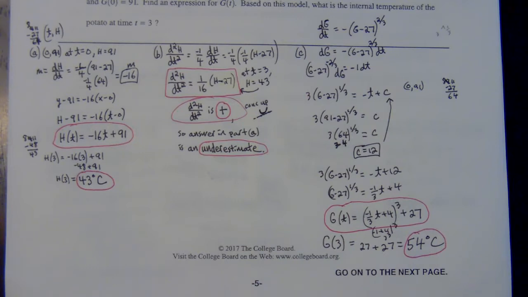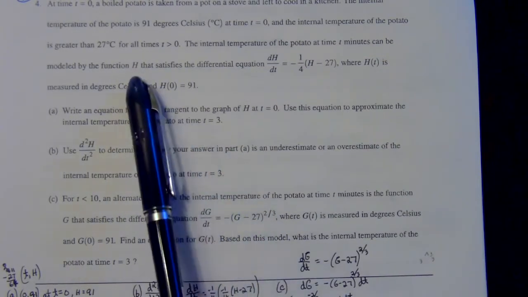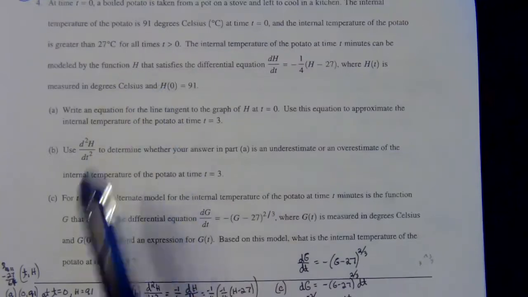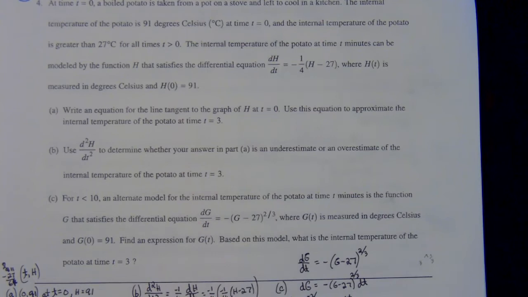But we're gonna take this potato out of a pot on a stove, and it's gonna cool off. And they're using H as the temperature of that potato. I don't know why they're using H, because T is the time, so H is just like hot potato, right? And so this is how fast the temperature of this potato is changing.